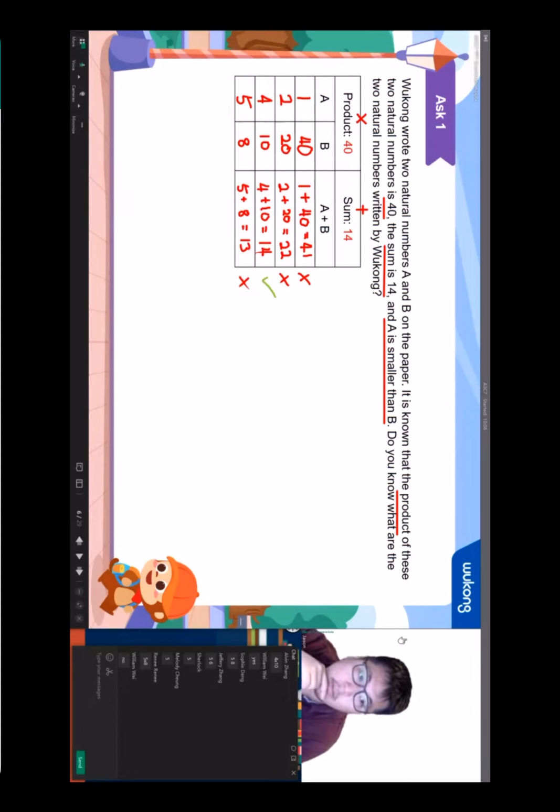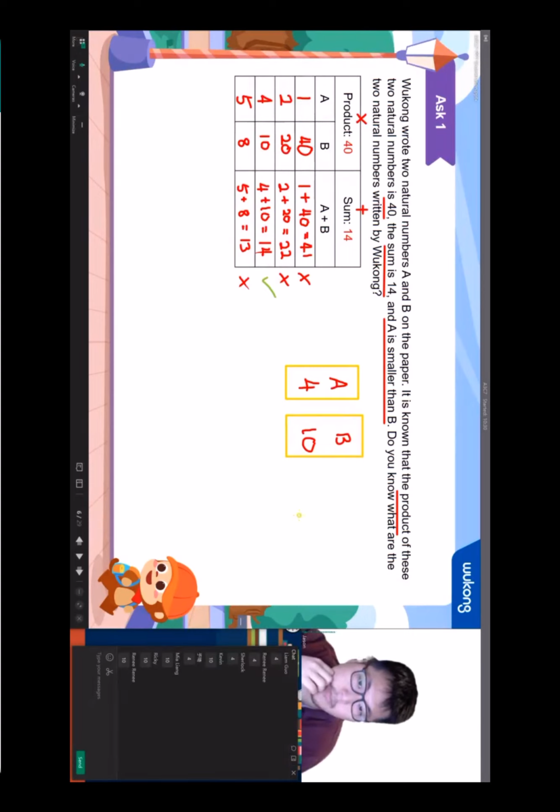So what are the 2 numbers? It's going to be 4 and 10. But which one is A, guys? Good. A is smaller than B. So A is 4 and B is 10. So this is your answer, guys. So everybody understand?